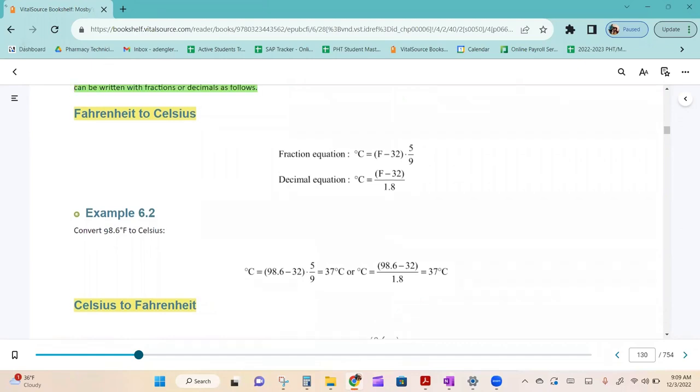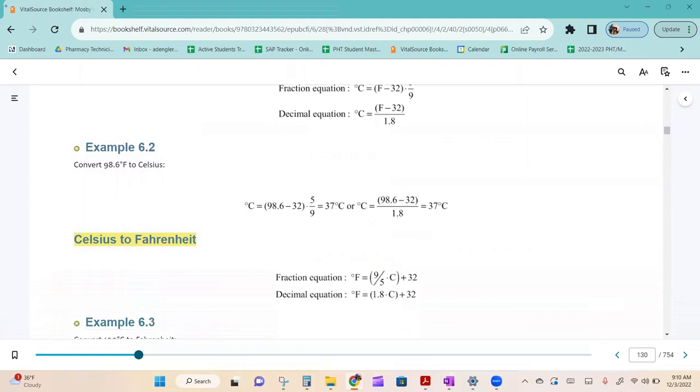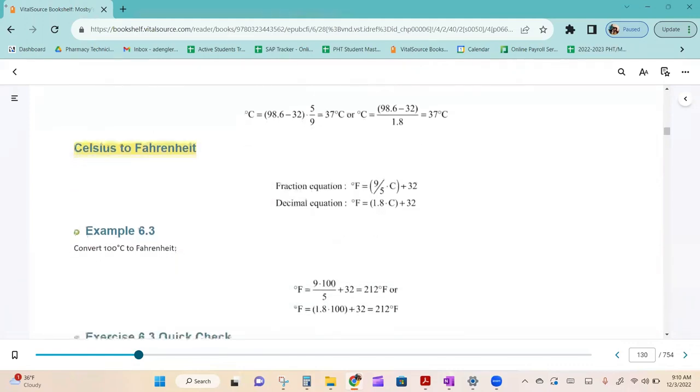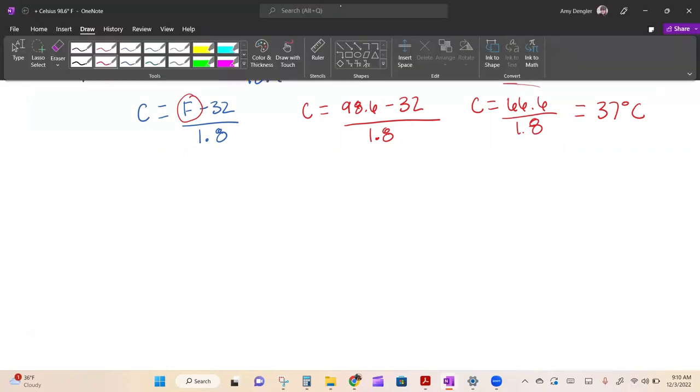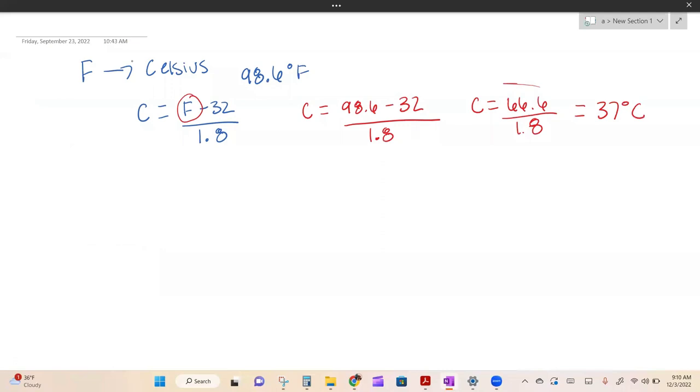All right. Now we're going to go from Celsius to Fahrenheit, and we're going to convert 100 degrees Celsius to Fahrenheit. So I'm going to rewrite the equation for this one. So C to F. F equals 1.8.